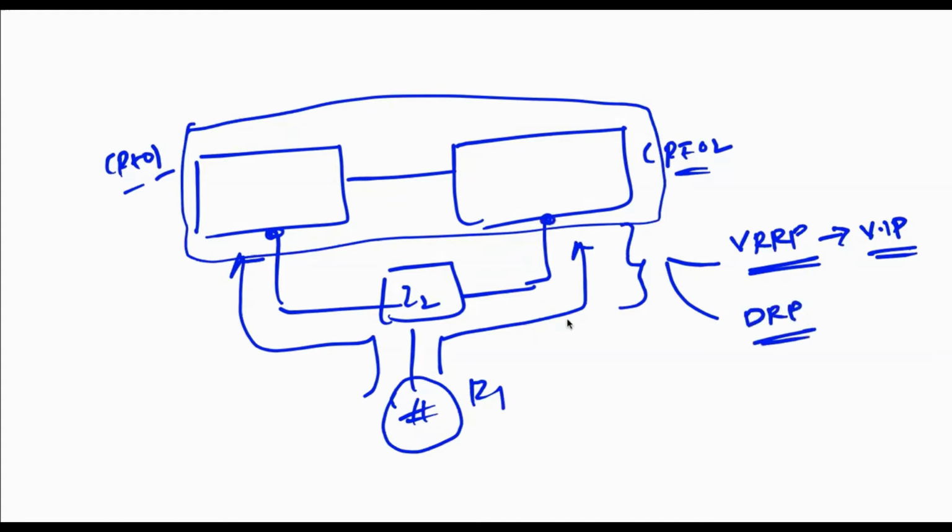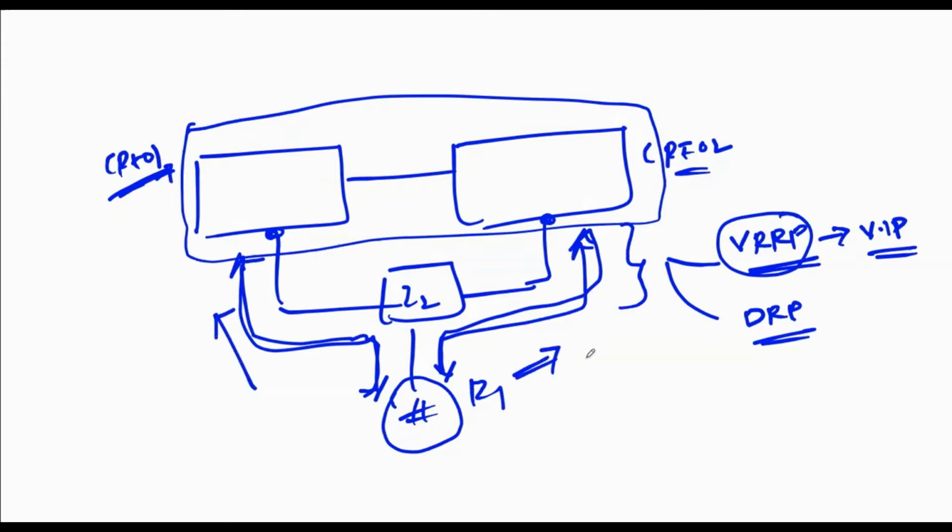Dynamic routing protocol. If you don't want to learn VRRP, let's try to learn OSPF between R1 and CP01, and then R1 and CP02. If I want to make this router the active route, I'll mention a lower cost here than on this route. Can you show the VRRP slide? Yeah, we are going to talk about it.